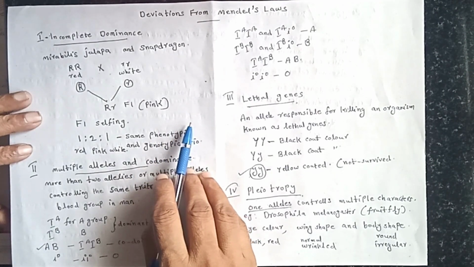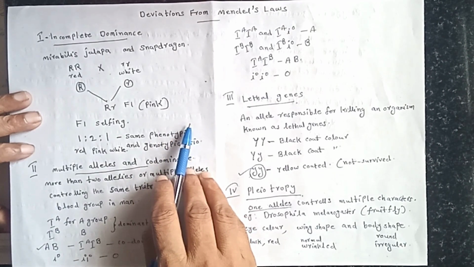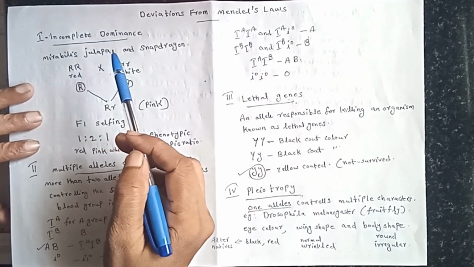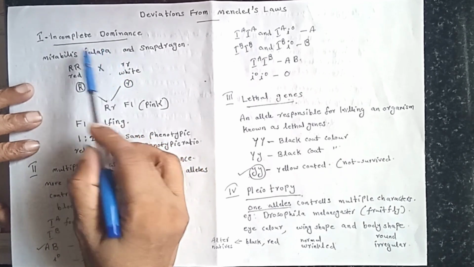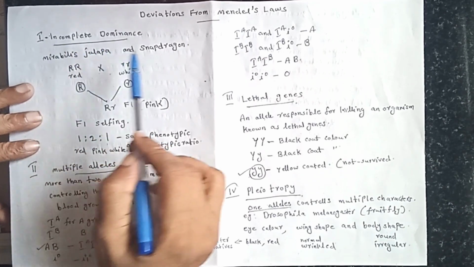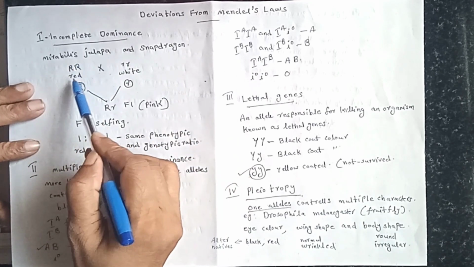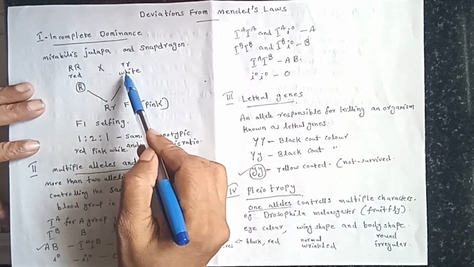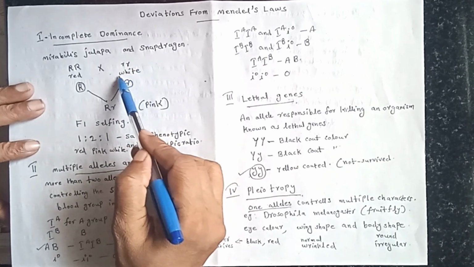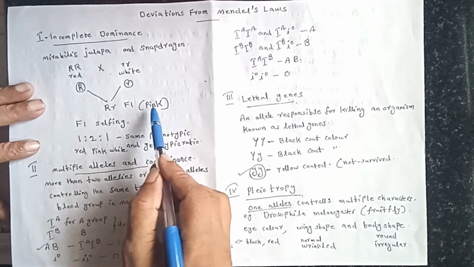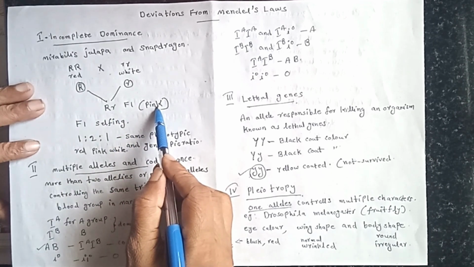Now we discussed some deviations from Mendelian laws. First, incomplete dominance. In the four o'clock plant, that is Mirabilis jalapa, and snapdragons, if we cross a homozygous red flowered plant with a homozygous white flowered plant, in the first generation we get pink colored plants.